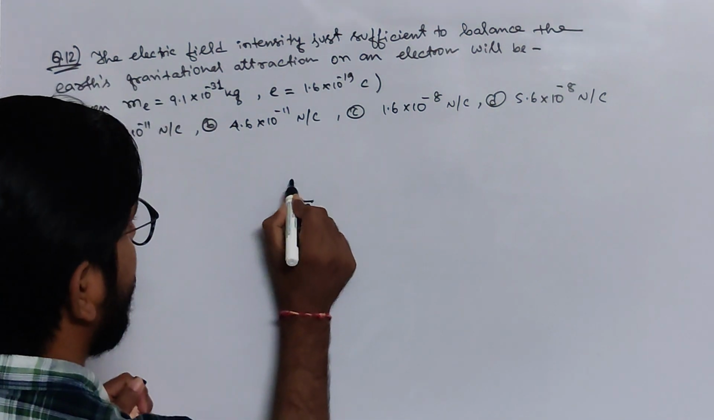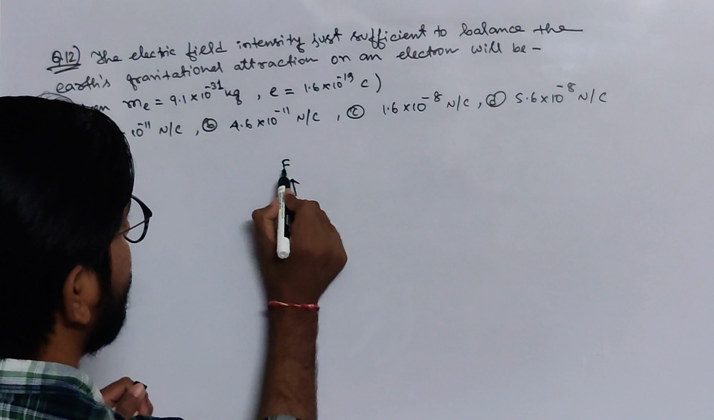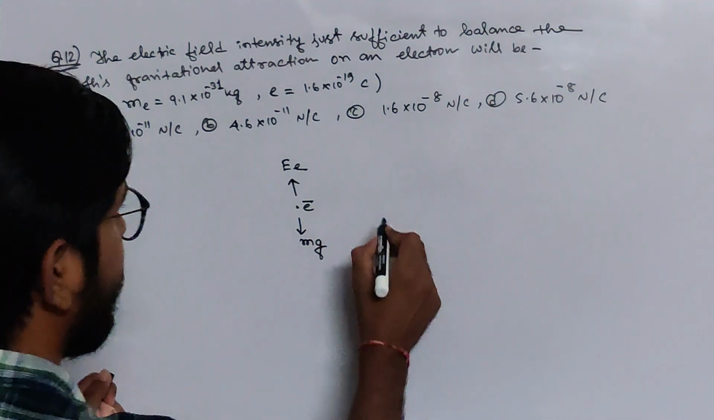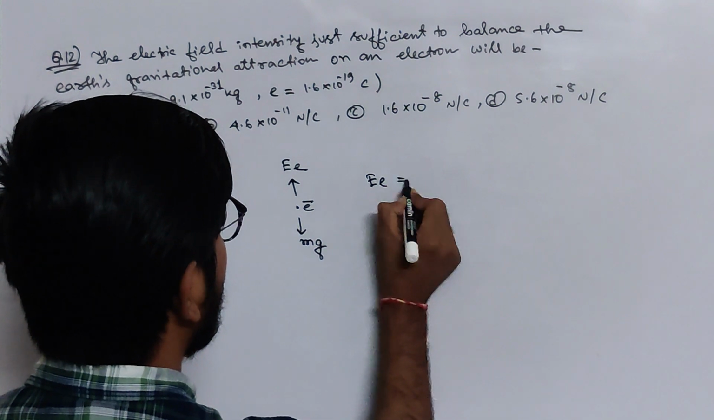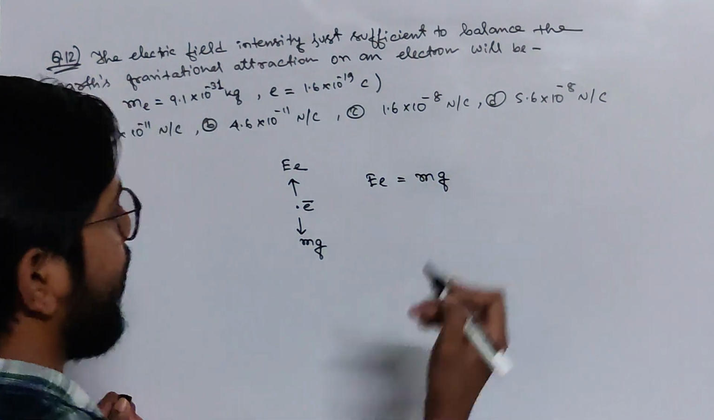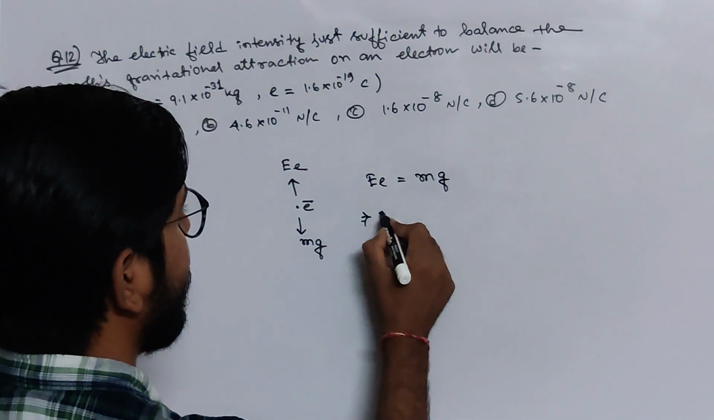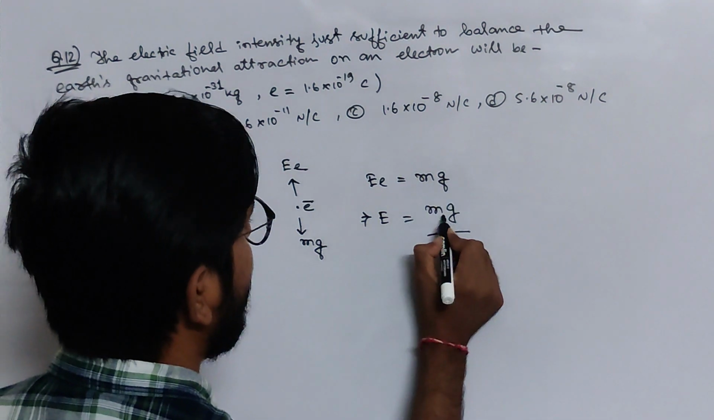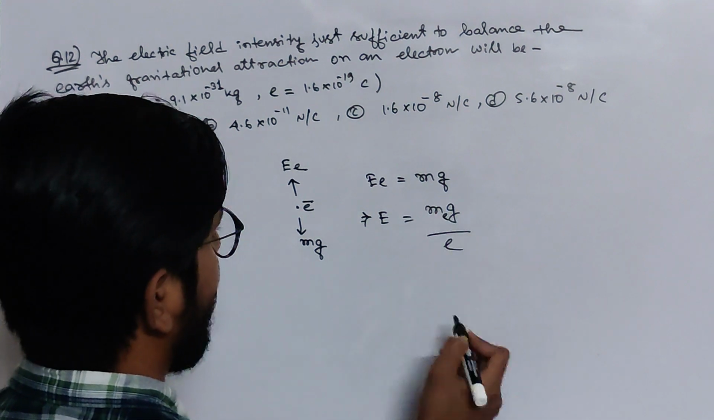And let's say it is experiencing a force capital E small e in the upward direction, then of course if eE equals mg, then it will be balanced in air, or this electric field will be mg divided by e. This m is the mass of the electron, mind this, the mass of the electron.